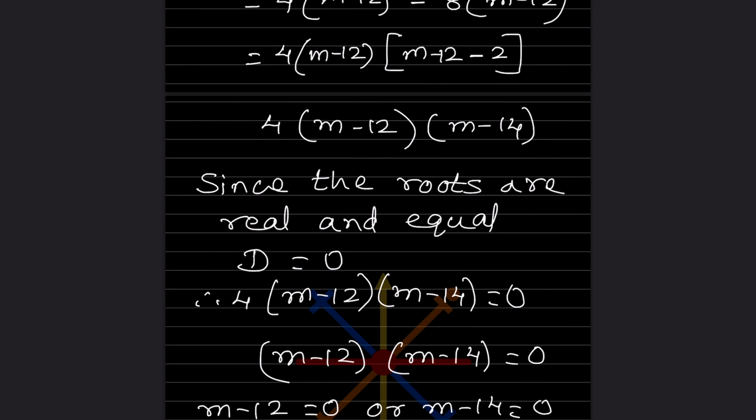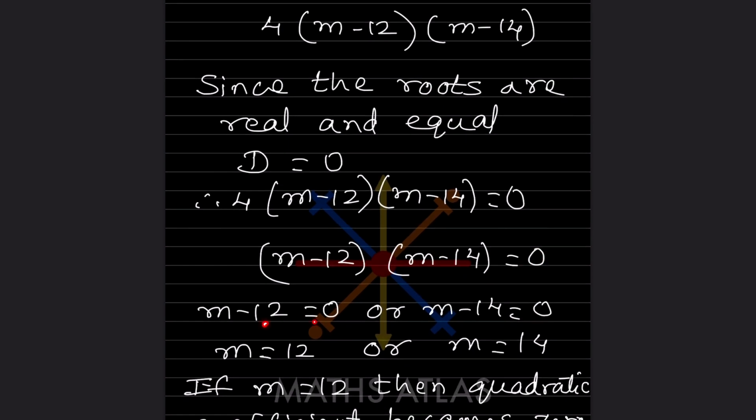So now what we can do here? This and this will be as it is, but this is multiplication. So this 4 goes on the other side, that is going to get divided by 4. So 0 divided by 4, that is going to be 0. So this is going to be 0, or this is going to be 0. So what will you write here? m minus 2 is 0, or m minus 4 is 0.